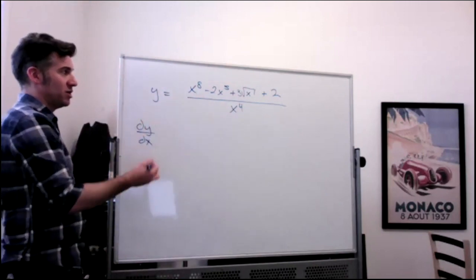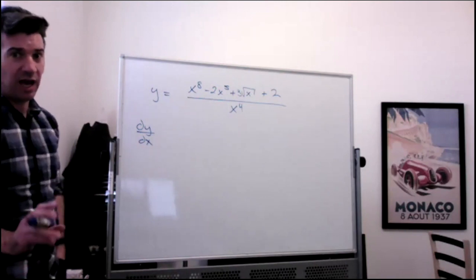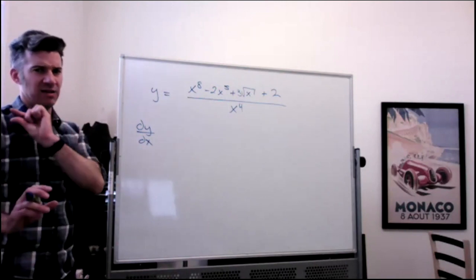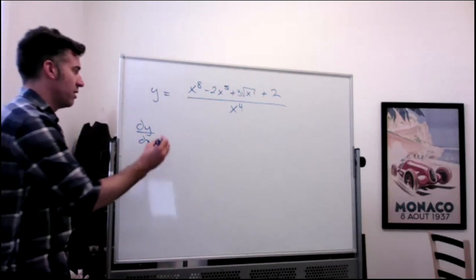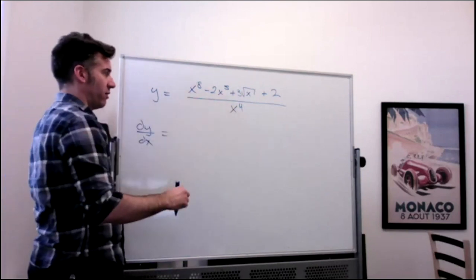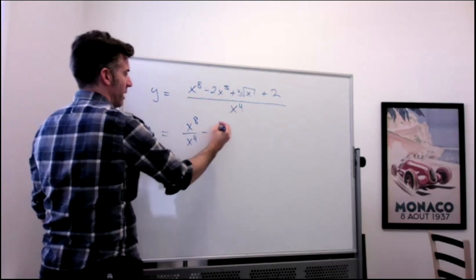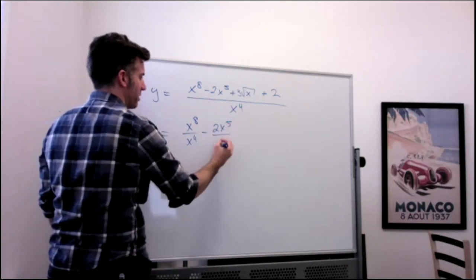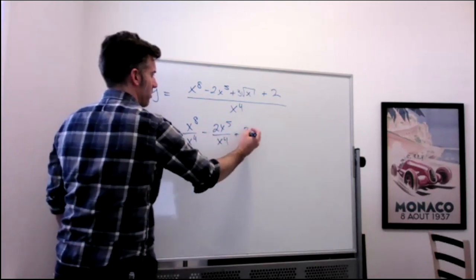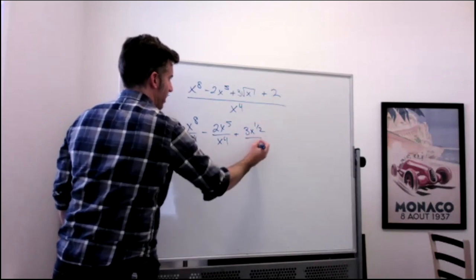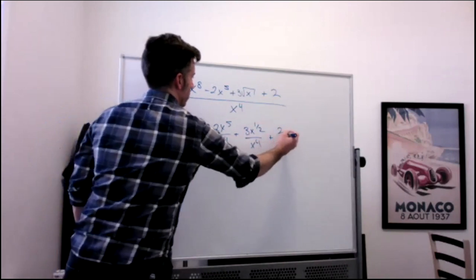Now, here's what I shouldn't do. I've seen a lot of people do this. I'm going to make a mistake. It's a very tiny, not important mistake, but I'm going to fix it. I could divide each thing by x to the 4th. So x to the 8th over x to the 4th minus 2x to the 5th over x to the 4th plus 3x to the 1/2 over x to the 4th plus 2 over x to the 4th.